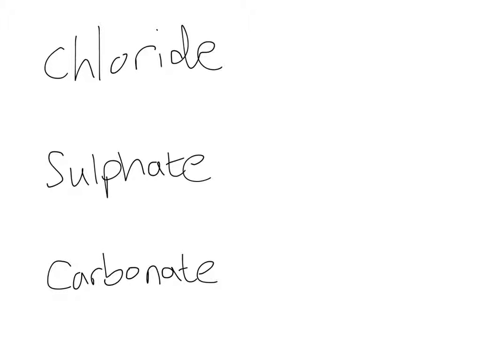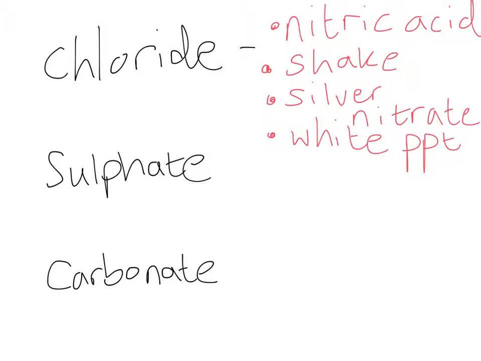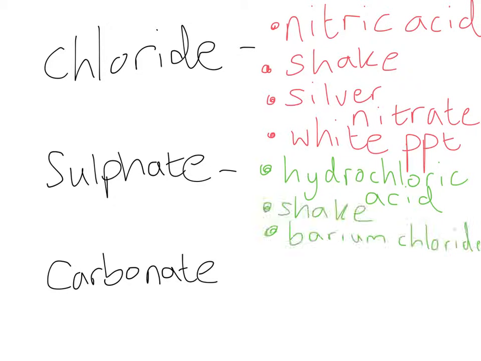Now looking at anion tests, there are 3 tests that we need to learn. We need to learn how we can test for chloride ions, sulfate ions, and carbonate ions. So in the test for chloride ions, we start off with adding a few drops of dilute nitric acid. We would then shake that solution. We would then add a few drops of silver nitrate. And if it's a positive test, it will form a white precipitate, for which I've put PPT here for short. To test for sulfate ions, we would add a few drops of dilute hydrochloric acid, and we then shake it. We then add a few drops of barium chloride, which will form a white precipitate if the test is positive.